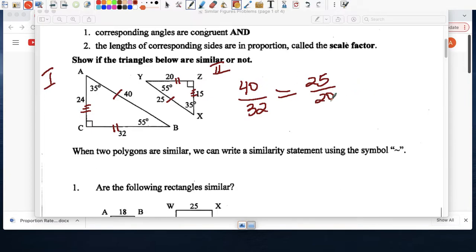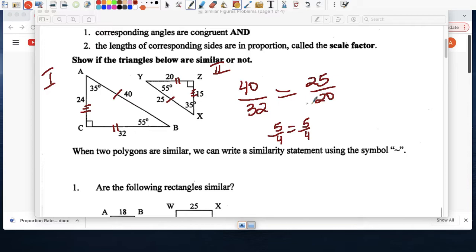So one way you can do it is cross multiply, and if their products are equal to each other, they're proportional. Another way you can do it is, let's say we can simplify this, right? 40 over 32 is the same thing as 5 over 4. 25 over 20, divided top and bottom by 5, is also 5 over 4. Look at that. We can say they're equal to each other. So that's another way of doing it.